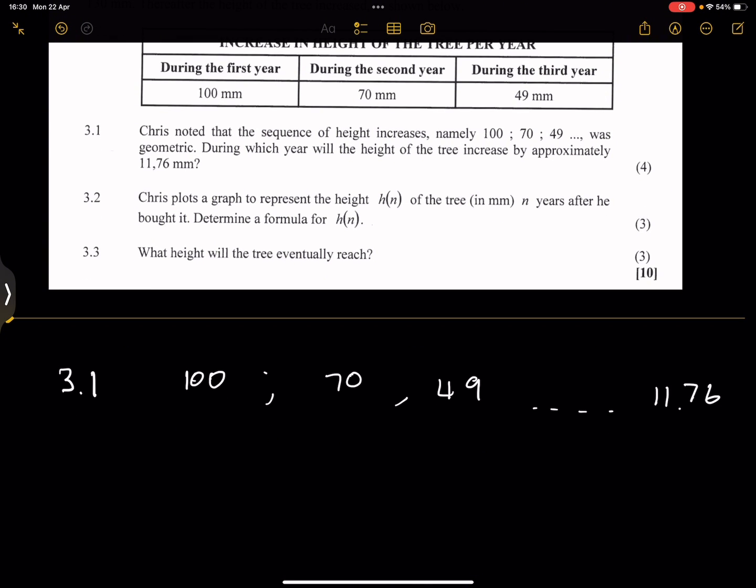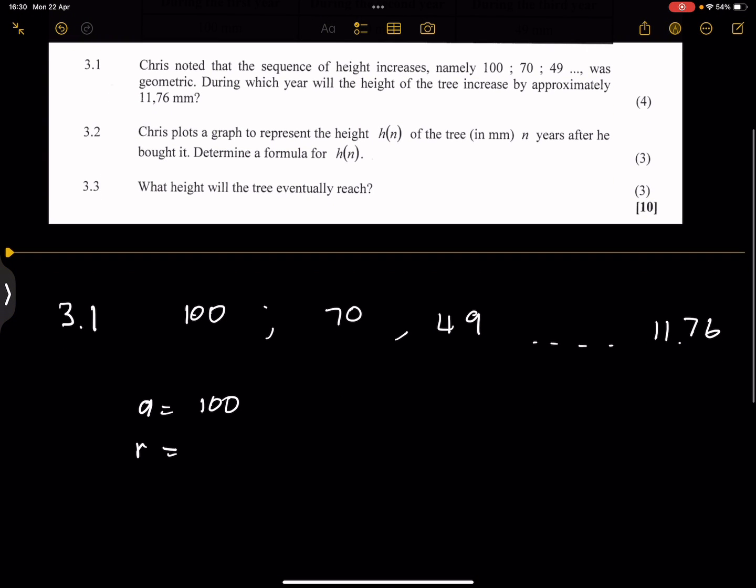First of all, let's find out what our A value is. We know that's going to be 100. We also need our R value. Remember for the geometric sequence, we've got a common ratio, right? So we determine our R value by T2 divided by T1. So that's 70 over 100, which gives me 7 over 10.